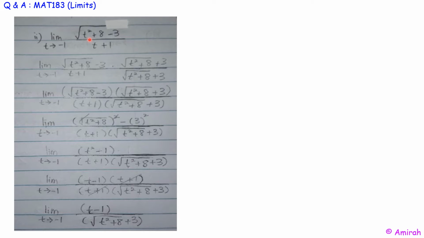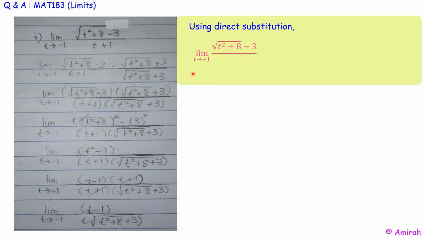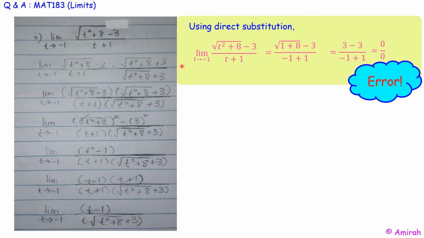Alright, so from here, if we use direct substitution, the limit as t approaches -1 of (square root of t squared plus 8 minus 3) over (t plus 1), we substitute -1 into the variable t here. -1 squared equals +1, and then plus 8, this is the square root, and then minus 3, and t equals -1 plus 1. So it equals square root of 9, which is 3, minus 3 over -1 plus 1, which equals 0 over 0. And it is an error. Okay, so we cannot use direct substitution to evaluate this limit.